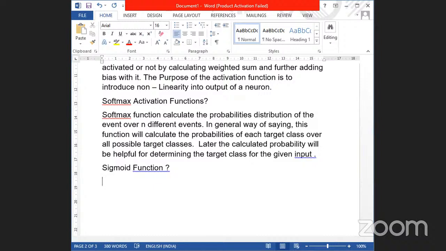The sigmoid function returns a real value output. The first derivative of the sigmoid function will be non-negative or non-positive. What is non-negative? A number is non-negative if it is greater than or equal to 0, and non-positive if it is less than or equal to 0. Use of the sigmoid function: it is used for binary classification in the logistic regression model.